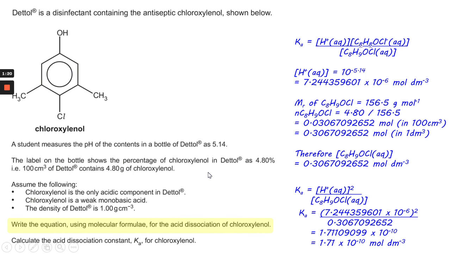I'm not forgetting that we actually need to write an equation using molecular formulae only. We write out C8H9OCl, we put in the equilibrium sign, because remember it's a weak acid, and then you have C8H8OCl minus and H plus, with state symbols throughout.